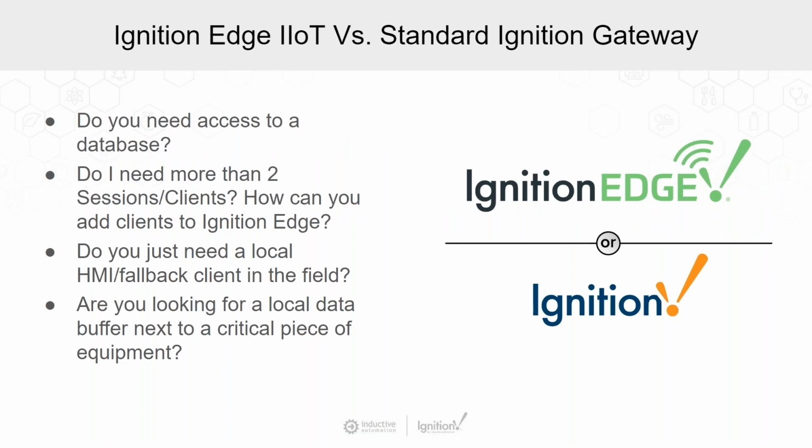Here are some questions that you could ask yourself when trying to decide which one is right for your application. Do you need access to a database? If the answer is yes, then standard Ignition is the way to go, because Ignition Edge does not allow you to connect to a local database. Now, it can forward data up to a centralized system, which could then log the data to a database, but it doesn't directly connect to that database.